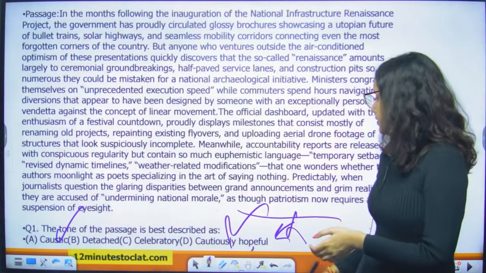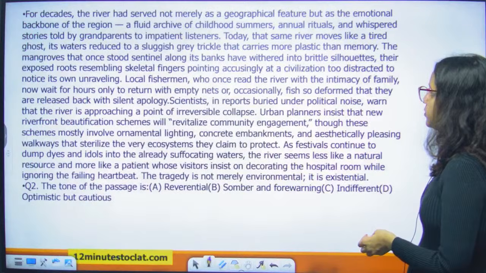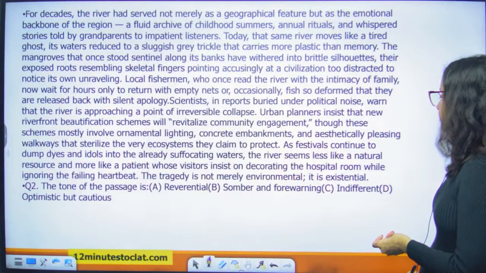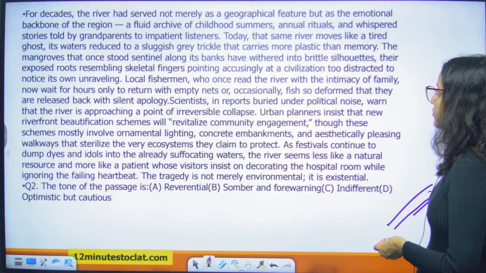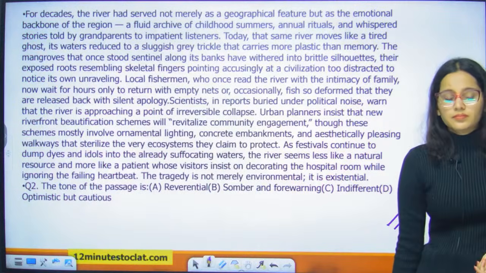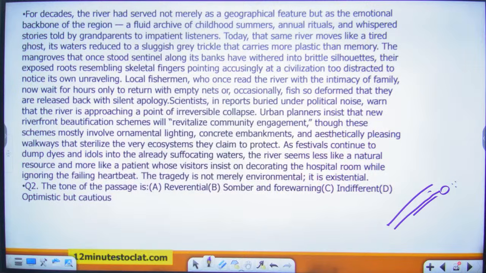Perfect, perfect, perfect. Let's try the next question. Yes, let's try this one. Get a side so that you can have a look at the question. Yes, people.